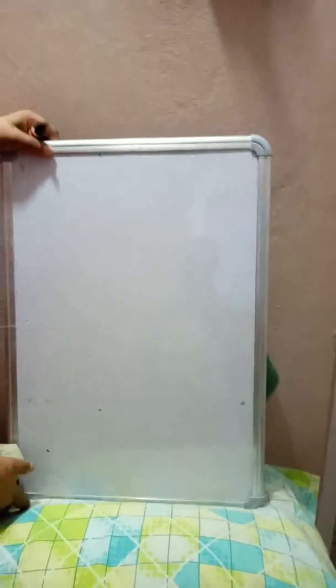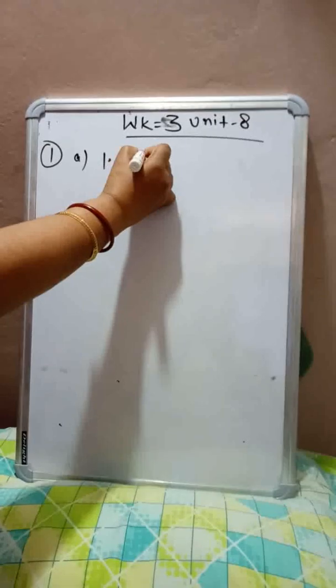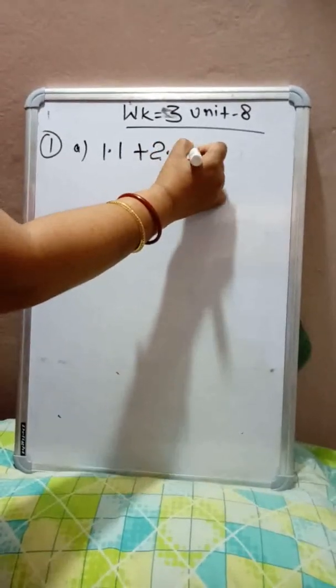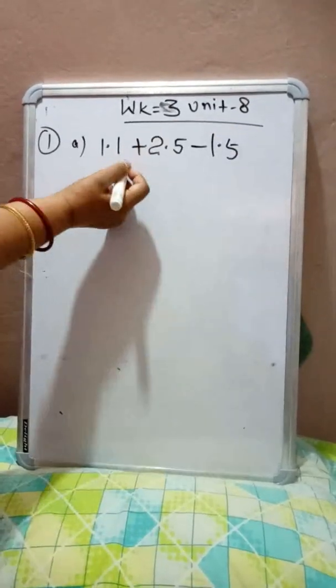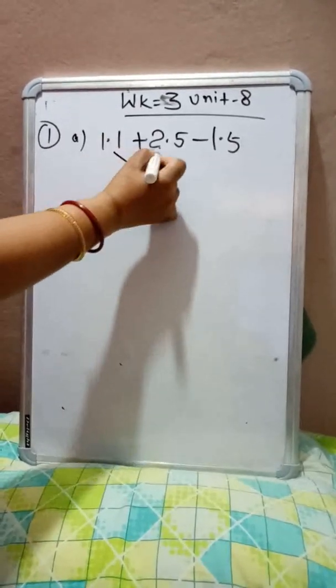So here in worksheet number 3 of unit number 8. Right? Here only one question is there: simplify. Question number A, 1.1 plus 2.5 minus 1.5. So here we see an addition operation and a minus sign. Which one will we do first? We will do addition first.